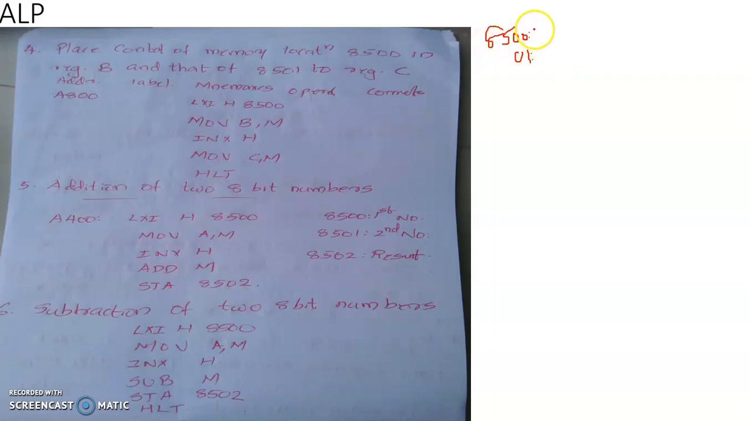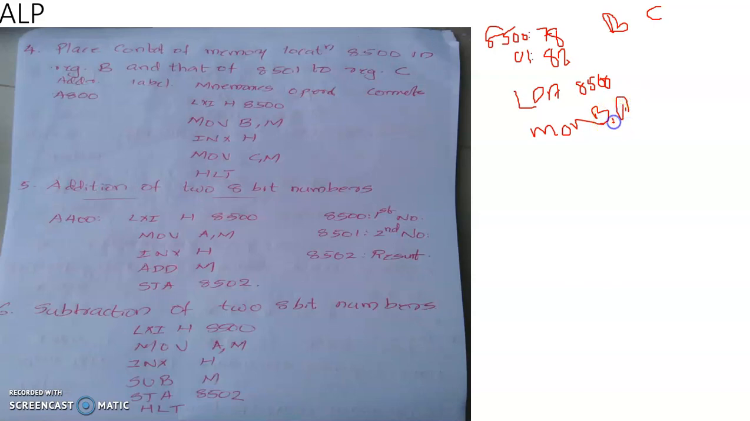Let 8500 have a number, say X, or let's take 78, and 8501 have another number, say 82. You are asked to copy this number 78 to register B and this number 82 to register C. For that you can write a program like this: LDA 8500, MOV B, A.